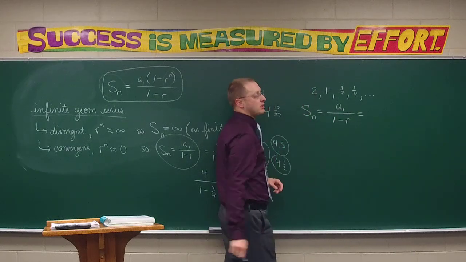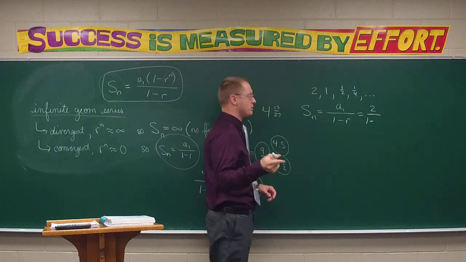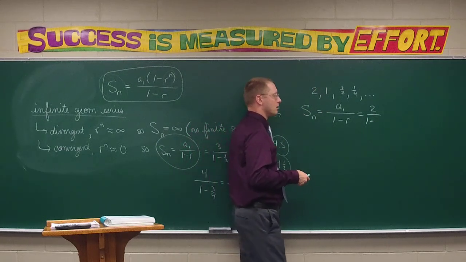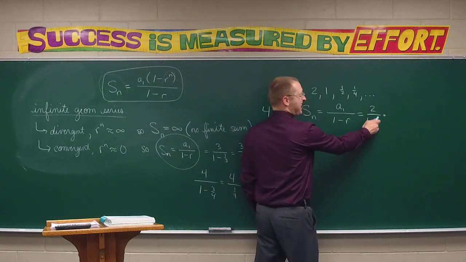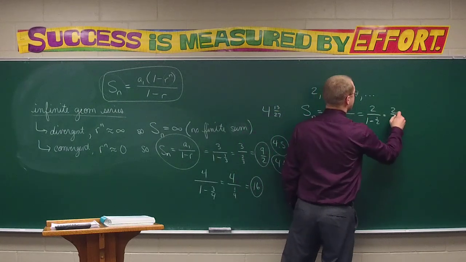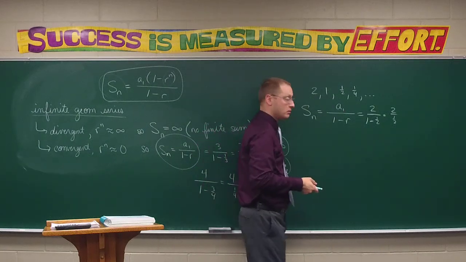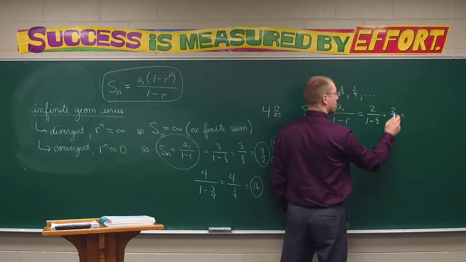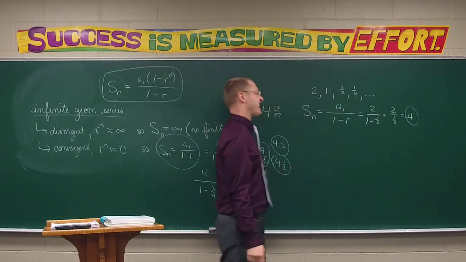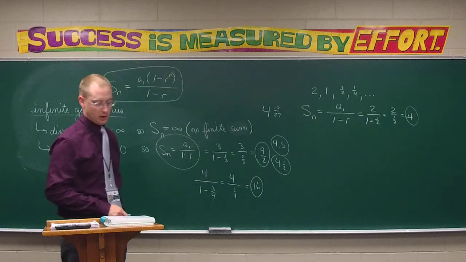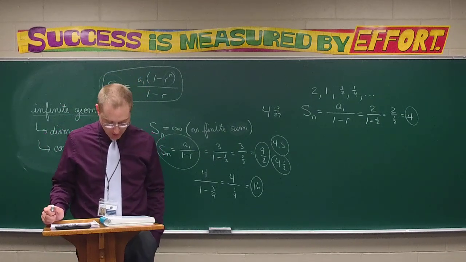What's the a sub 1, class? 2. Over 1 minus, what's the common ratio, Genesis? A half. What's 1 minus a half, class? A half. You could do that on the calculator if you needed to. What's 2 divided by a half? 4. And again, you could do that on the calculator if you needed to. Now it says you have to do these in your head. You could certainly use a calculator. Questions on number 17? Drop down to number 20.